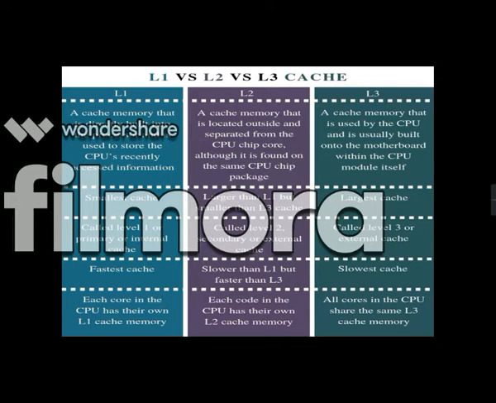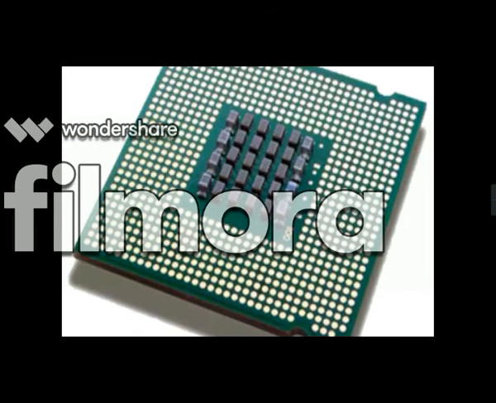L1 is situated very near to the CPU, so it is the fastest cache. L2 is slower than the L1 cache but faster than the L3 cache. And the L3 cache is the slowest cache. You can pause the video and take a screenshot of this comparison. So we'll be moving on to the next one.